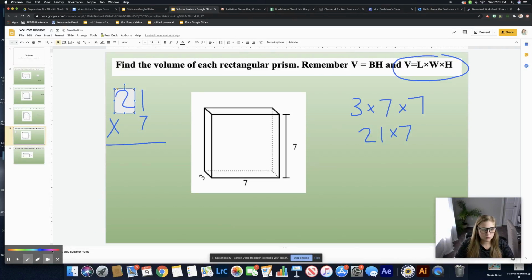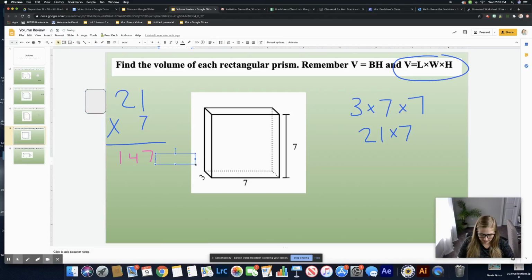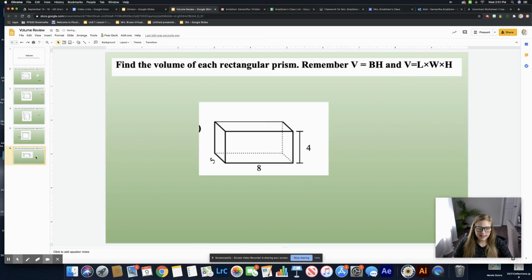7 times 1 is 7. And then I'm going to move my box or sticky note. 7 times 2 is 14. So my answer is 147. But don't forget, I have to put a qualifier. Cubic units or units cubed. Our last problem. Pause your video now to solve it.